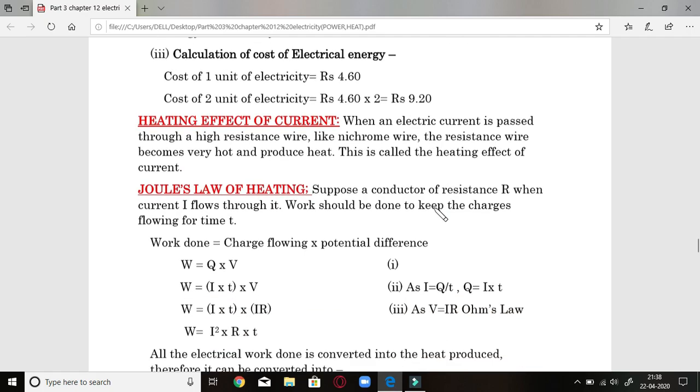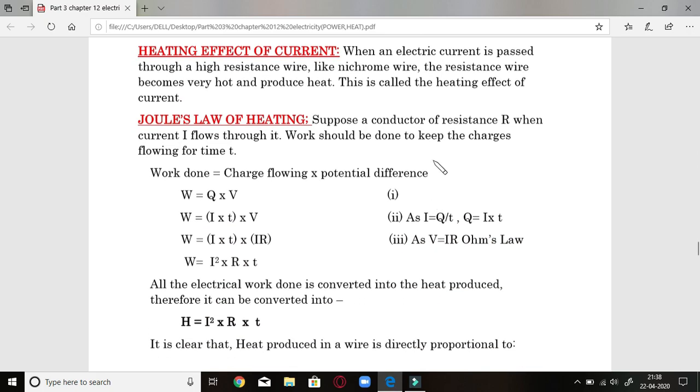Now let us see further the heating effect of current. Students, when an electric current is passed through a high resistant wire like nichrome wire, the resistance wire becomes very hot and produces heat. You know that. This is called heating effect of current. Okay, when we pass electrical current through a very high resistance wire, like nichrome wire, the appliance becomes red hot by itself and also produces heat. This is called the heating effect of current.